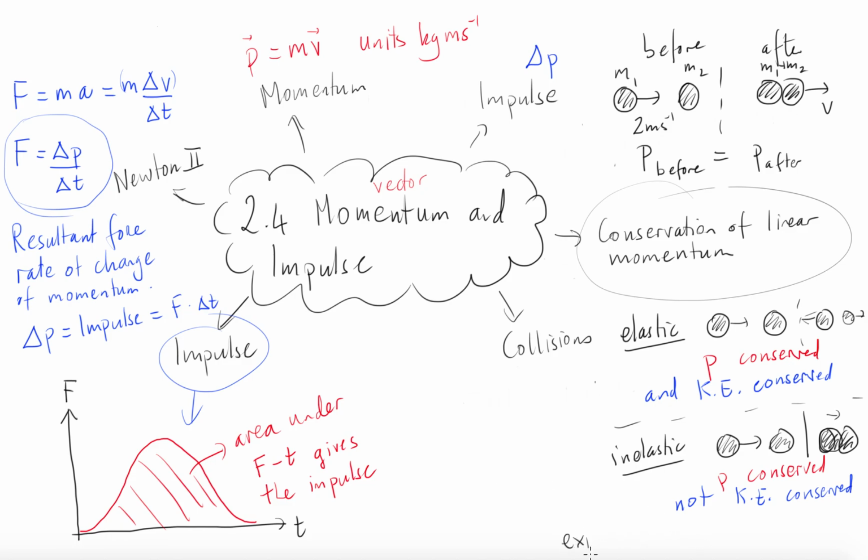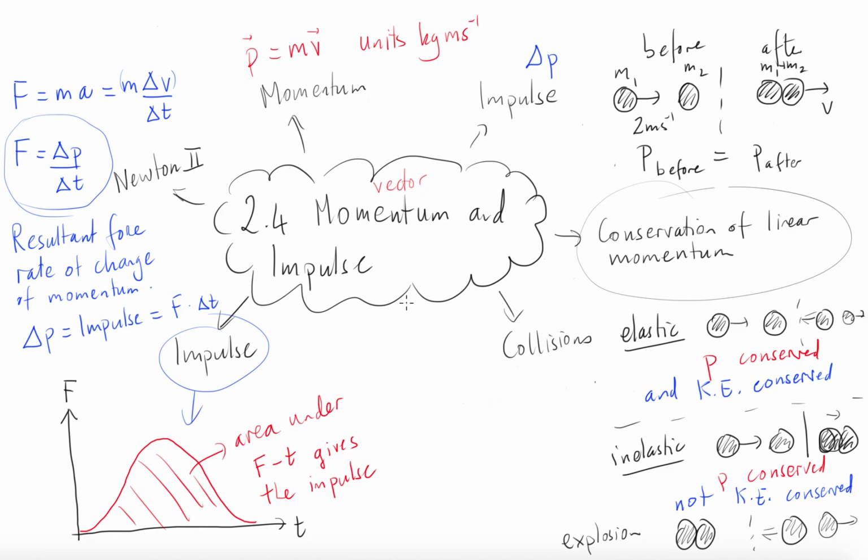In an explosion, it's the opposite to an inelastic collision. We start with the bodies being separate, and then they explode and move away in different directions. This is the same situation as an inelastic collision. Momentum is conserved, but kinetic energy is not conserved.